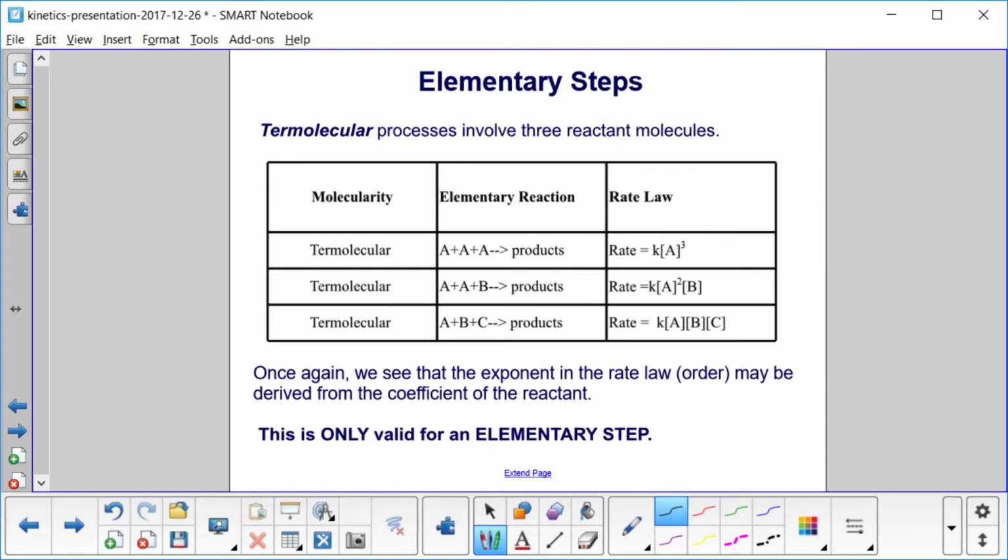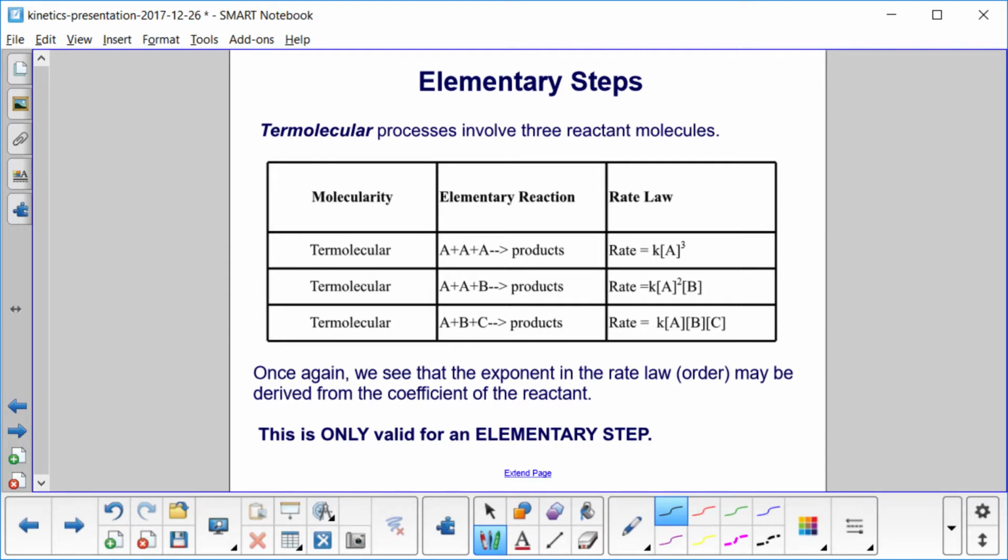Termolecular processes involve 3 reactant molecules. So we see 3 ways that we can have a termolecular process. In the first, we have 3 of the same, A plus A plus A, going to product. And so the rate law is k times A to the 3rd power.